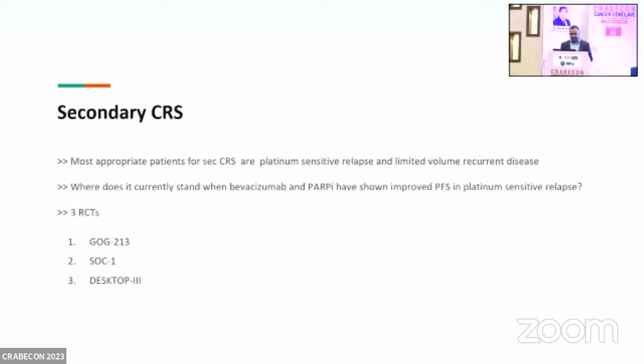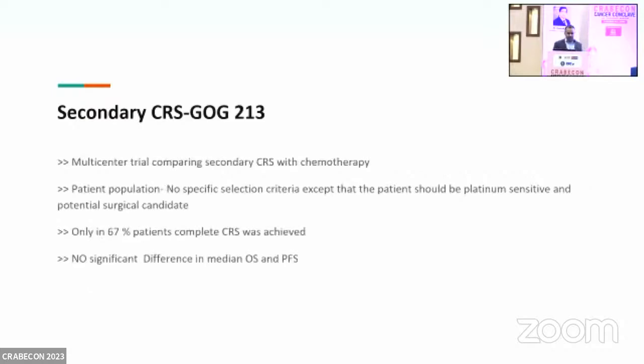So what is secondary CRS? It is the performance of cytoreduction in the recurrent or relapse setting. The most appropriate patients were platinum sensitive with limited volume disease. So the question here is, where does secondary cytoreduction stand in the era of bevacizumab and PARP inhibitors? There were 3 RCTs. First was the GOG 213 trial, second was the SOC-1 trial, and third was the DESKTOP III trial.